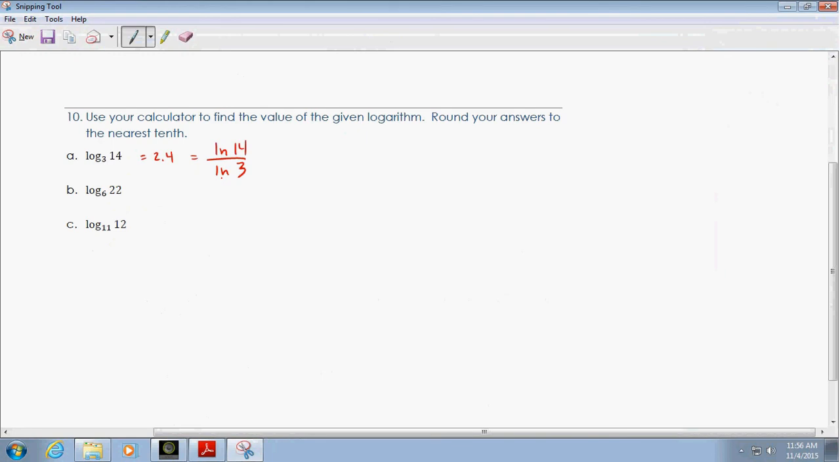All right? What about log base 6 of 22? That's equal to natural log of 22 divided by natural log of 6. And then natural log, or log of log base 11 of 12.